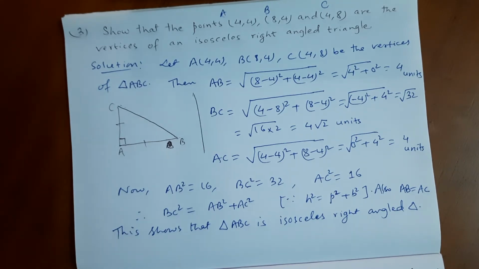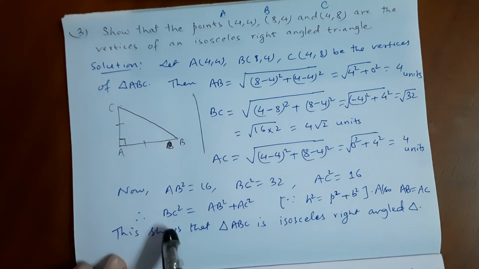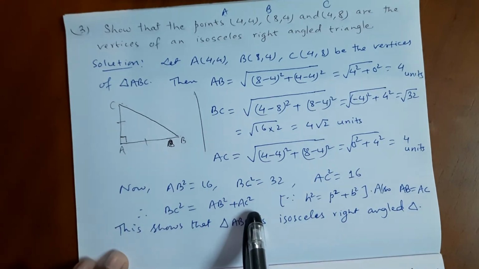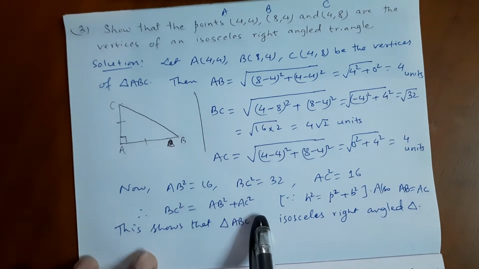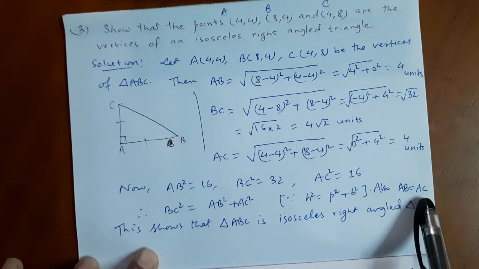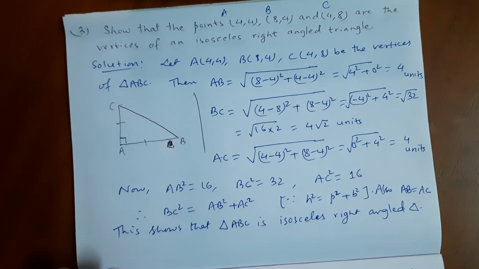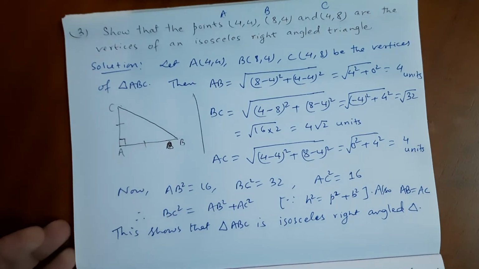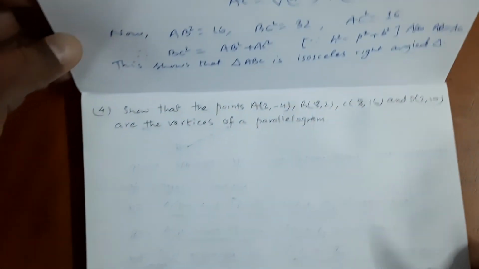So if the question only asks to show a right angle triangle, then BC square equal to AB square plus AC square is enough. But if the question asks to show an isosceles triangle, then AB equals AC, two sides equal, also should be shown. Okay. And now let's move to the next question.